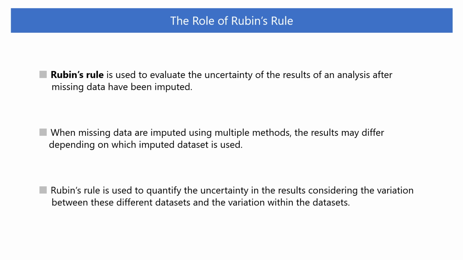Rubin's rule is a method for quantifying the uncertainty in the results of an analysis by considering both the variation between these different imputed datasets and the variation within the imputed datasets. Specifically, it combines the results from multiple imputed datasets and calculates the final confidence interval based on it.